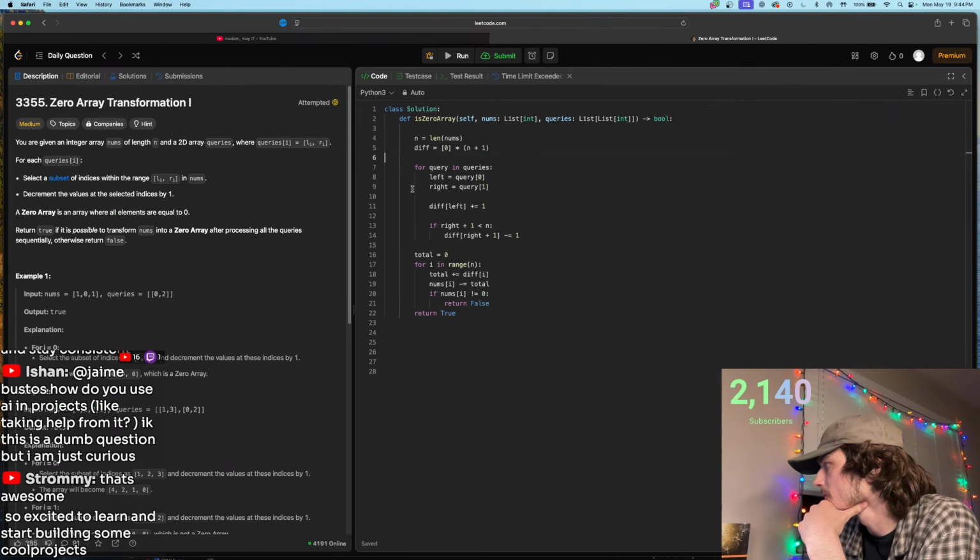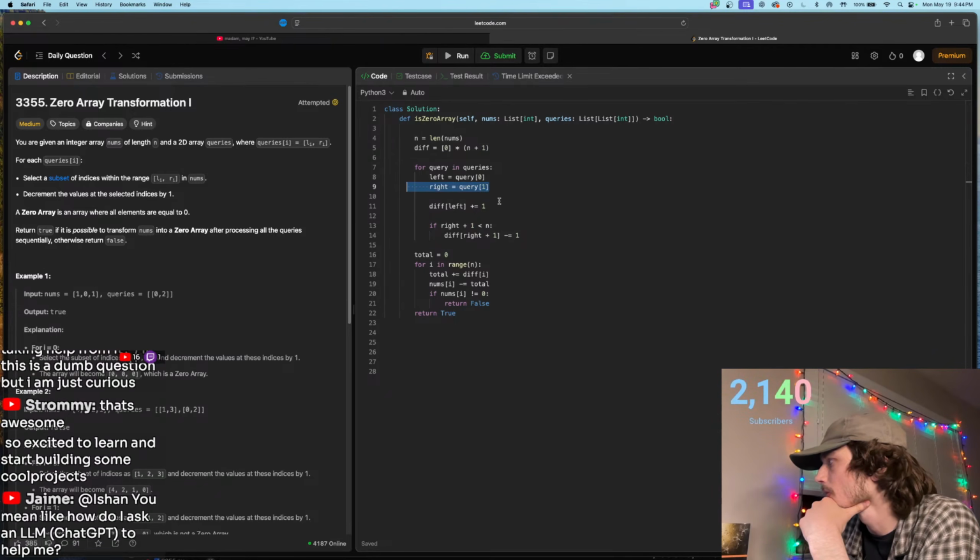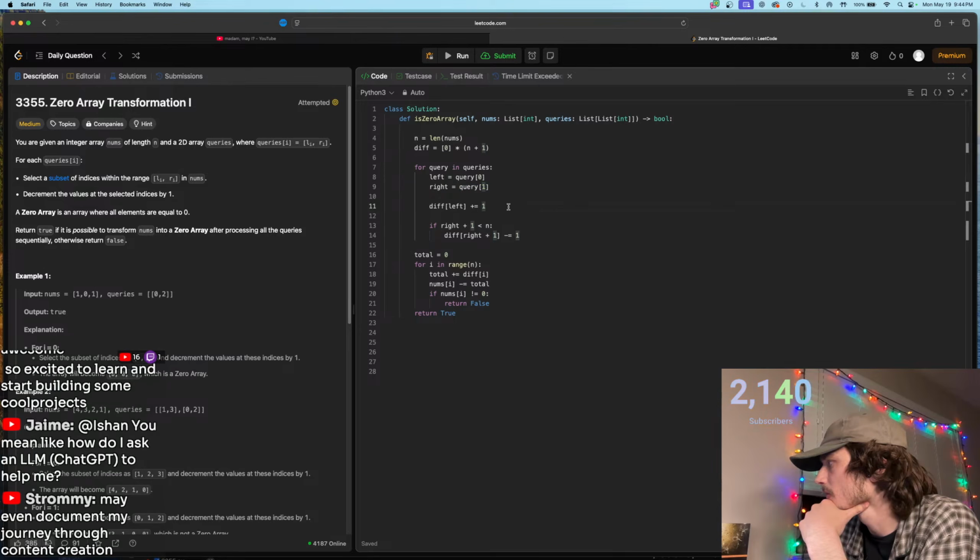Left plus equals for left, right in queries. We create a diff. Create a count, I in range of n. Total plus equals diff index I, nums index I minus the total. Return false.